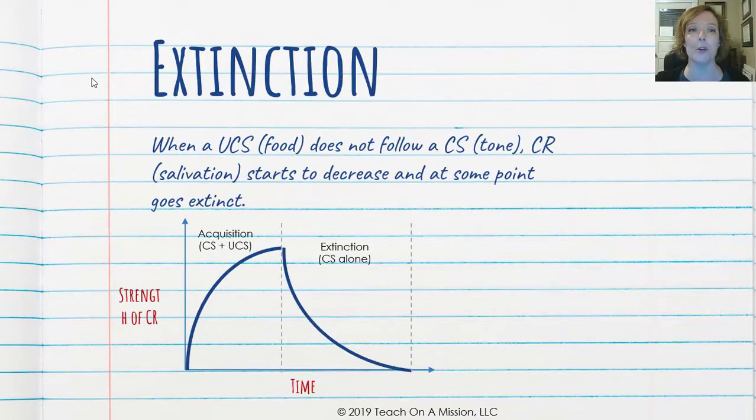All right, a couple more terms. Extinction. This is when the unconditioned stimulus, or food, does not follow the conditioned stimulus of a tone. These are our examples from Pavlov again. The conditioned response, or salivation, starts to decrease, and that's shown in this chart on your screen. At some point, it becomes extinct, so it stops.